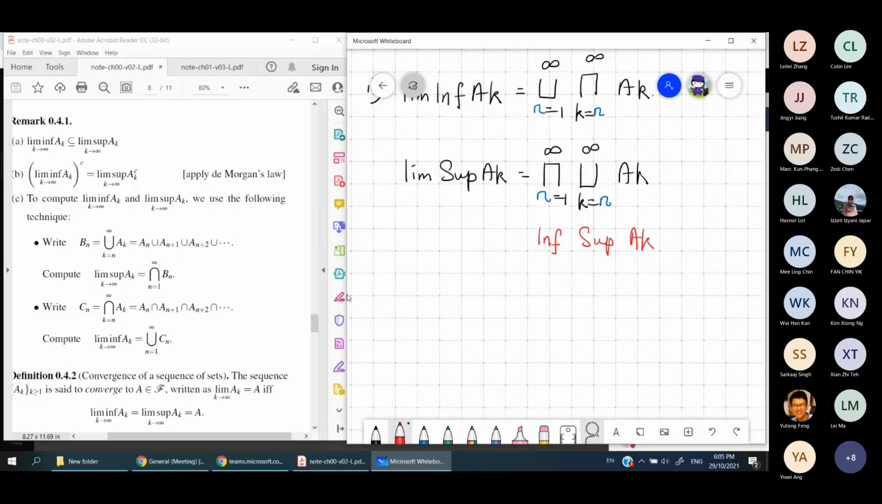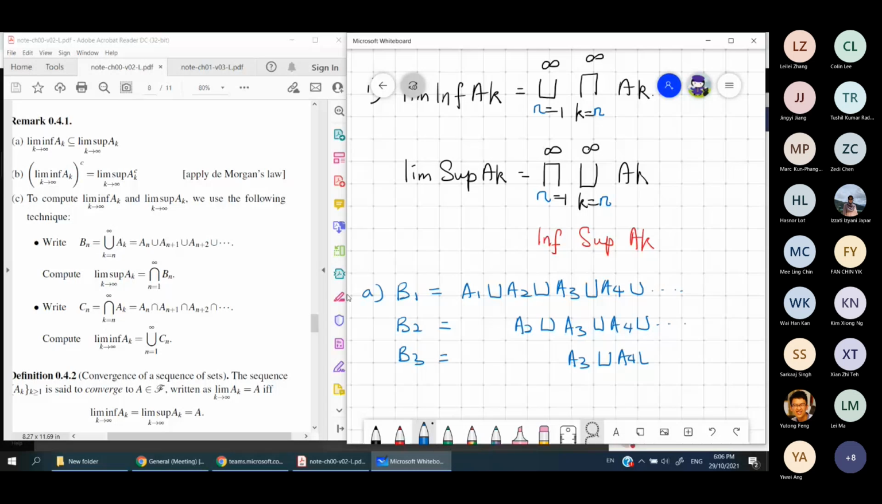We can compute B1 to be A1 union A2 union A3 union A4 and so on. Similarly, we can construct B2, beginning with A2, and then we take the union for all the A. Likewise, we can have B3. We begin with A3 and then we take the union for all the A. Okay, so that's the way.